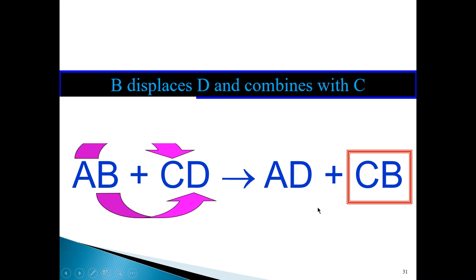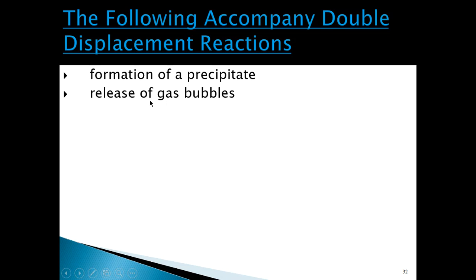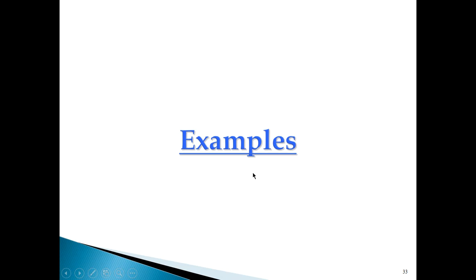Now, typically A and B would be ions in the vast majority of cases. In fact, I can't think of any situation where that's not the case. So typically A, B, C, and D would be ions, and there's an exchange of ions, and you end up with your products. Now, typically, when these reactions occur, we have either the formation of a precipitate, or the release of gas bubbles, or the release of heat, or finally the formation of water. Typically, these are what we would observe whenever we have a double displacement reaction.